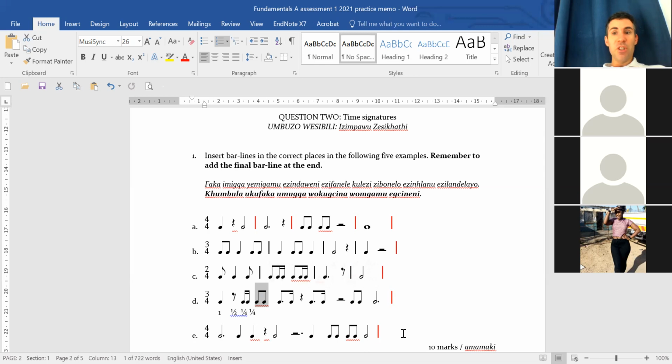Who wants to help us? How much is a quaver worth? Half. A half. Yes. Okay.